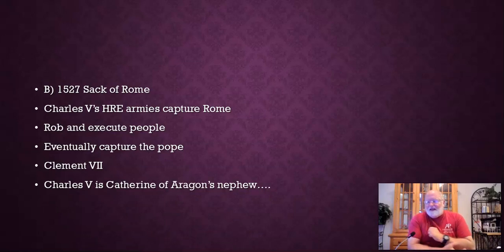Henry VIII is married to Catherine of Aragon. Hold on, let me get this straight here. I'm about to mess up here. Henry VIII is married to Catherine of Aragon, who is Charles V's aunt. And so, when this letter shows up, at the Vatican or wherever the Pope is, saying, hey, will you dissolve my marriage so I can marry this other woman?